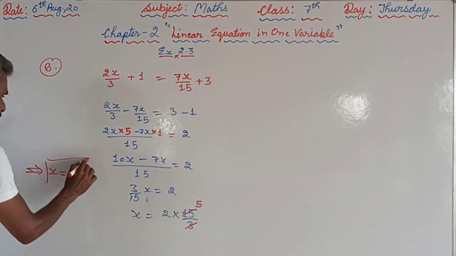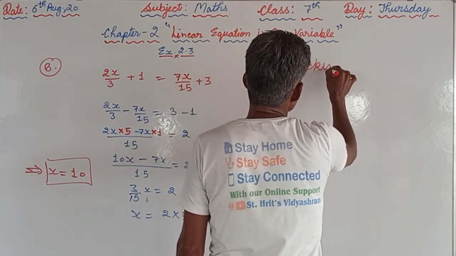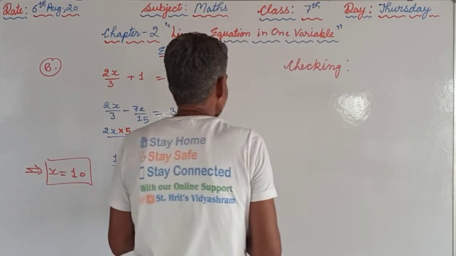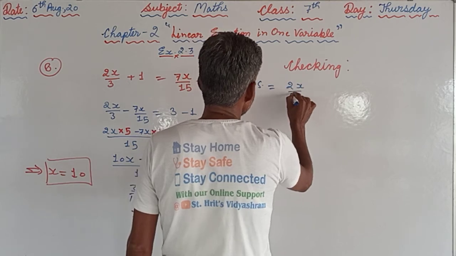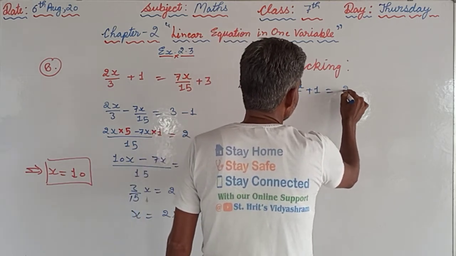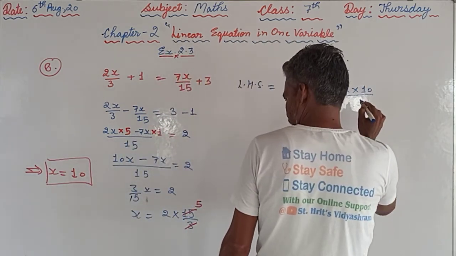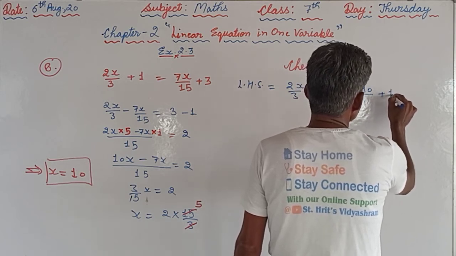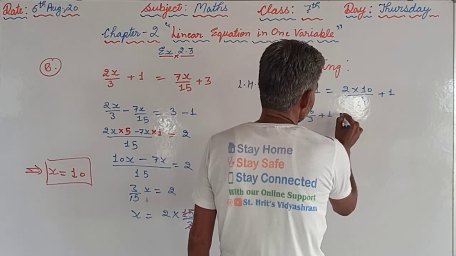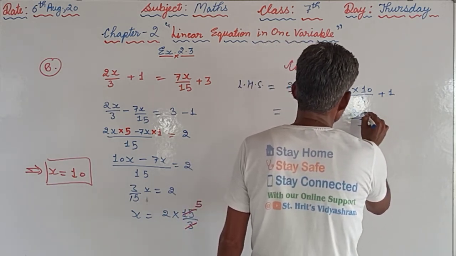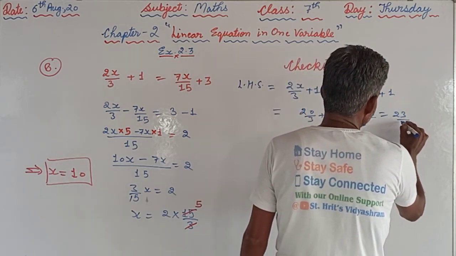So now we are supposed to check whether our answer is correct or not. For that we are supposed to check. We will follow the same method, that is we are supposed to find first of all left hand side. What is left hand side? 2x upon 3 plus 1. 2 into what is the value of x? 10. 2 into 10 upon 3 plus 1, that is 20 upon 3 plus 1, that is 20 plus 3, that is 23 upon 3.